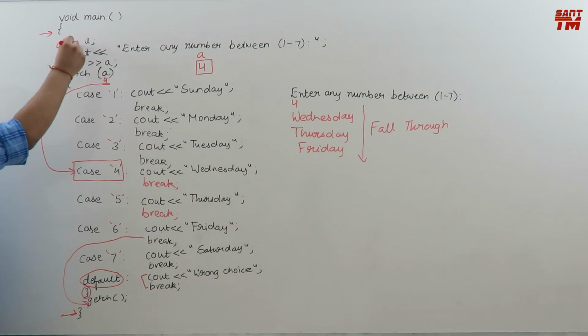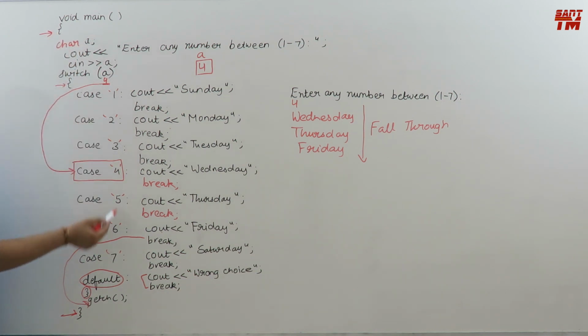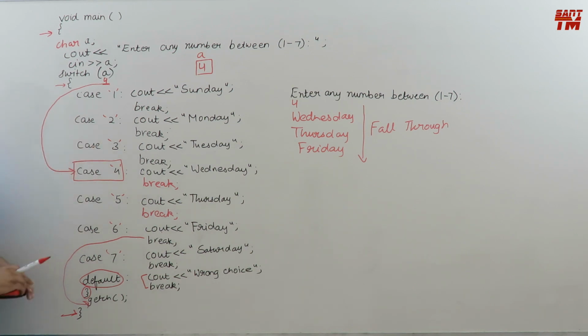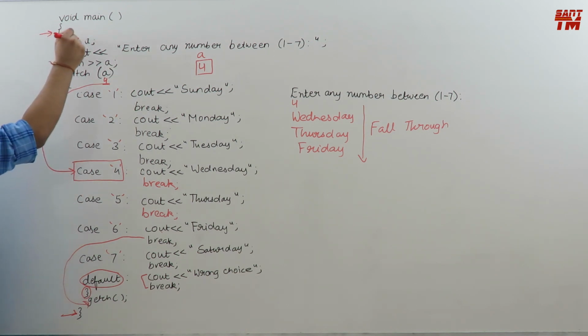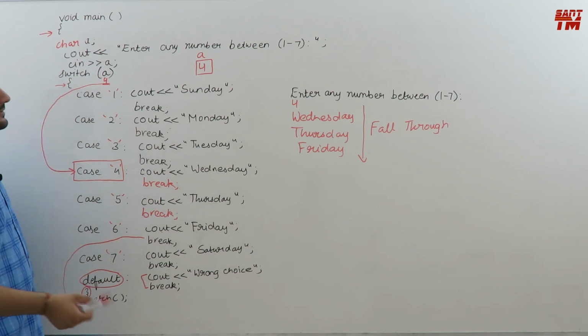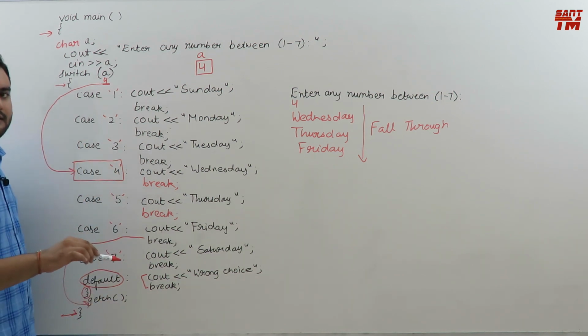So if I have taken the data type of a as char, then I have to write it like this. If I have taken it as int, then I have to write it without the single quotes. And one more thing, except int and char, no other data type can be used in switch. That means if you write float a, that will be invalid, because switch can always and only be applied on integer and character only.